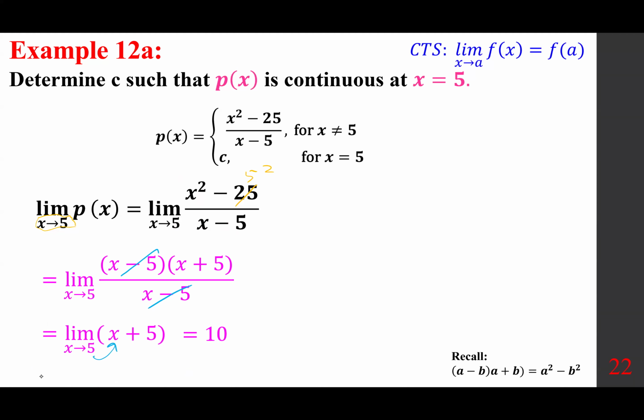The functional value at x equals 5 does exist, and p of 5 equals c. So it will be continuous if the two are the same. So the choice of c must be 10.